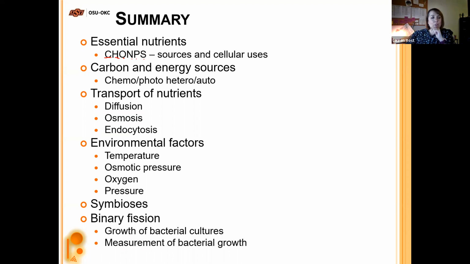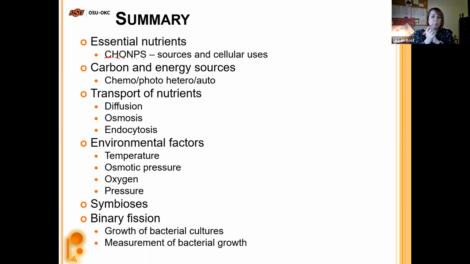Then we went through carbon sources as well as energy sources. Those are different things. You need carbon in order to make the things that you're made of, but you need energy sources to help you build those things up, right? We talked about transport of nutrients: diffusion versus osmosis, diffusion in water, and endocytosis, endo meaning taking in, and cyto meaning cell.